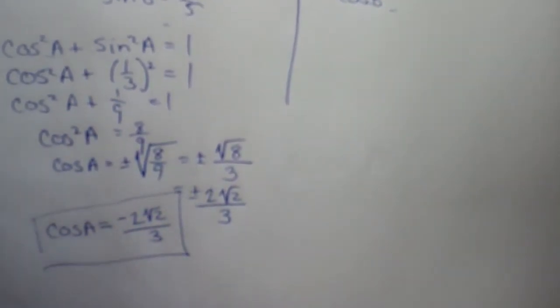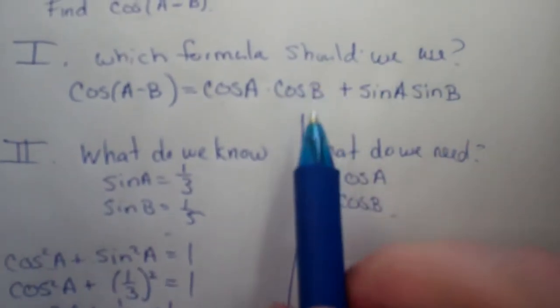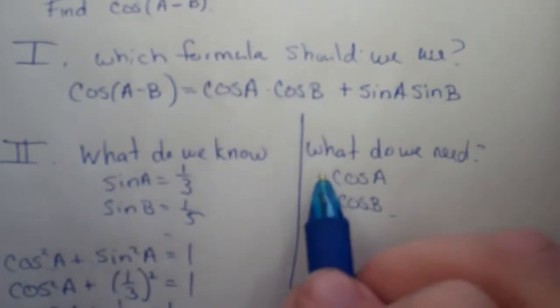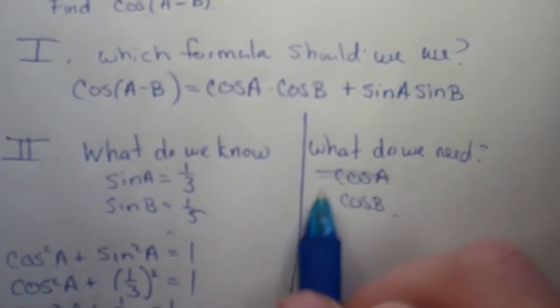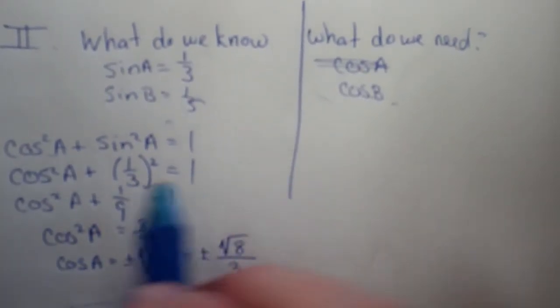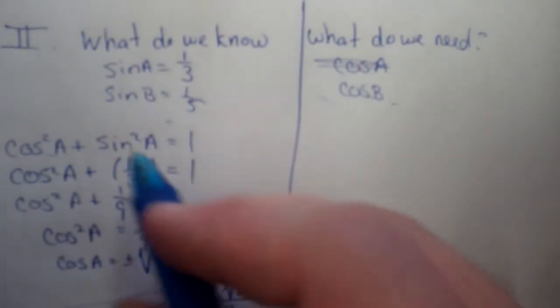And now we have another of the values that we'll need to use this formula. What are we still going to need? So we don't need the cosine of A anymore. We still need the cosine of B. So we'll find the cosine of B by using the same idea.